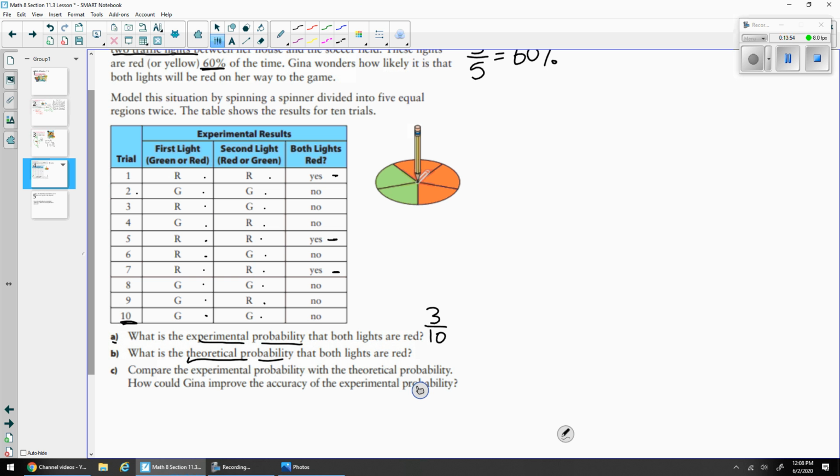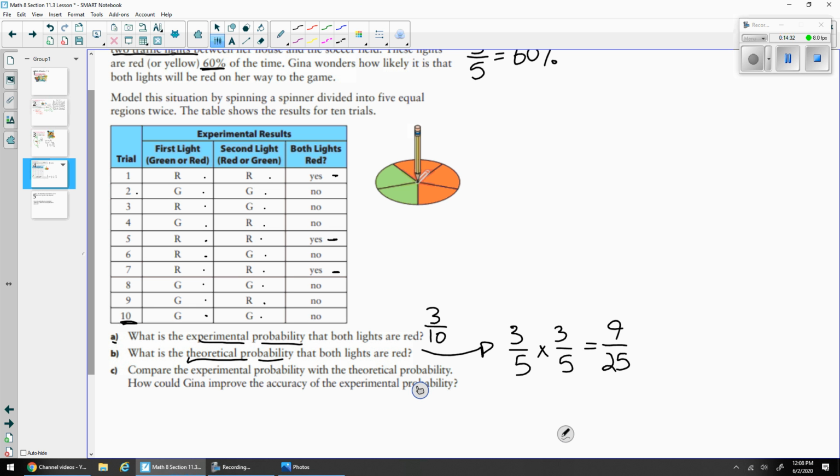Okay? So what is the theoretical probability that both lights are red? Well, for the probability of the first light being red, you have a 3 out of 5 chance that the first light's red. You have to multiply that by a 3 out of 5 chance that the second light is red. 3 times 3 is 9. 5 times 5 is 25. And so in the theoretical probability, you have a 9 out of 25 chance that both lights are red.